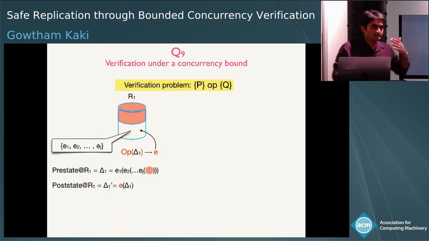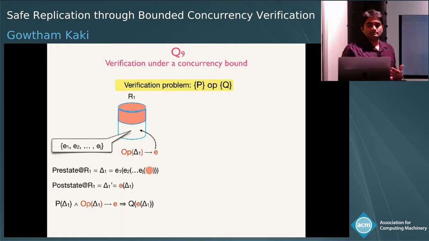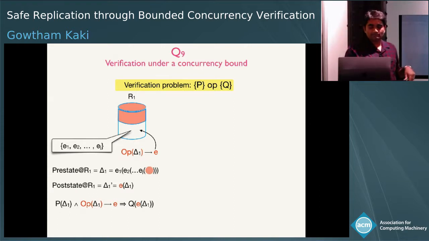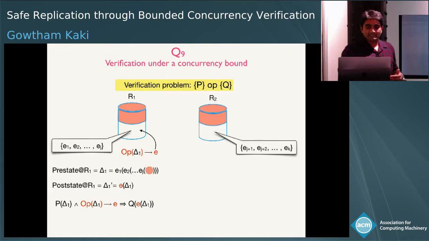So in the context of this replica, the verification judgment is essentially showing that when the precondition is initially valid, we execute the operation, then the postcondition is valid immediately. So this is no different from a sequential verification process. However, it is also incumbent on the operation to show that when the effect E gets applied at a remote replica, the postcondition is nonetheless valid.